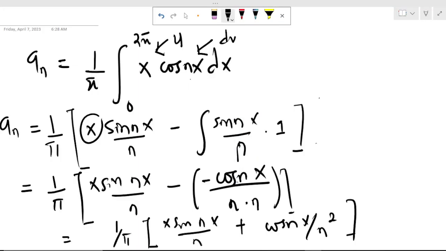So we have 1 over pi. Yes, we forgot to even add our limits. So this should be 0 to 2 pi. 1 over pi, so I'm going to need this. Let me erase the board.